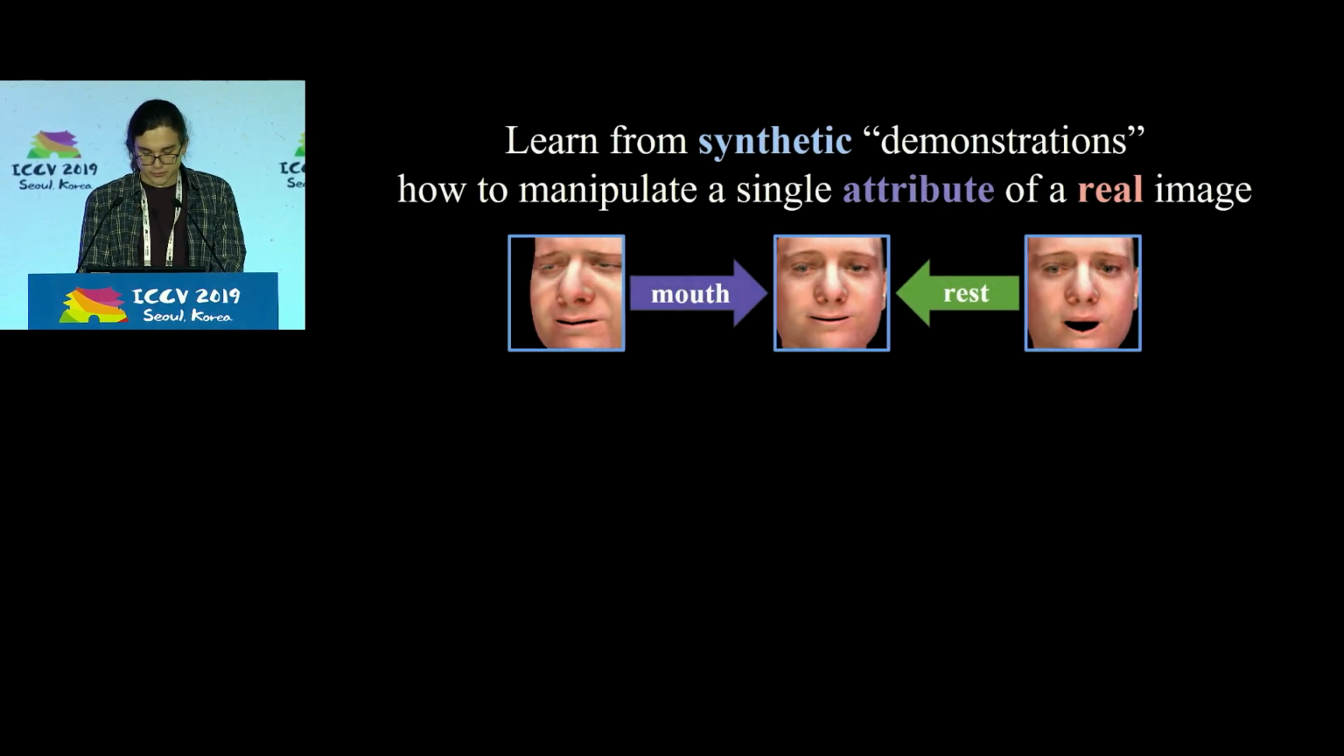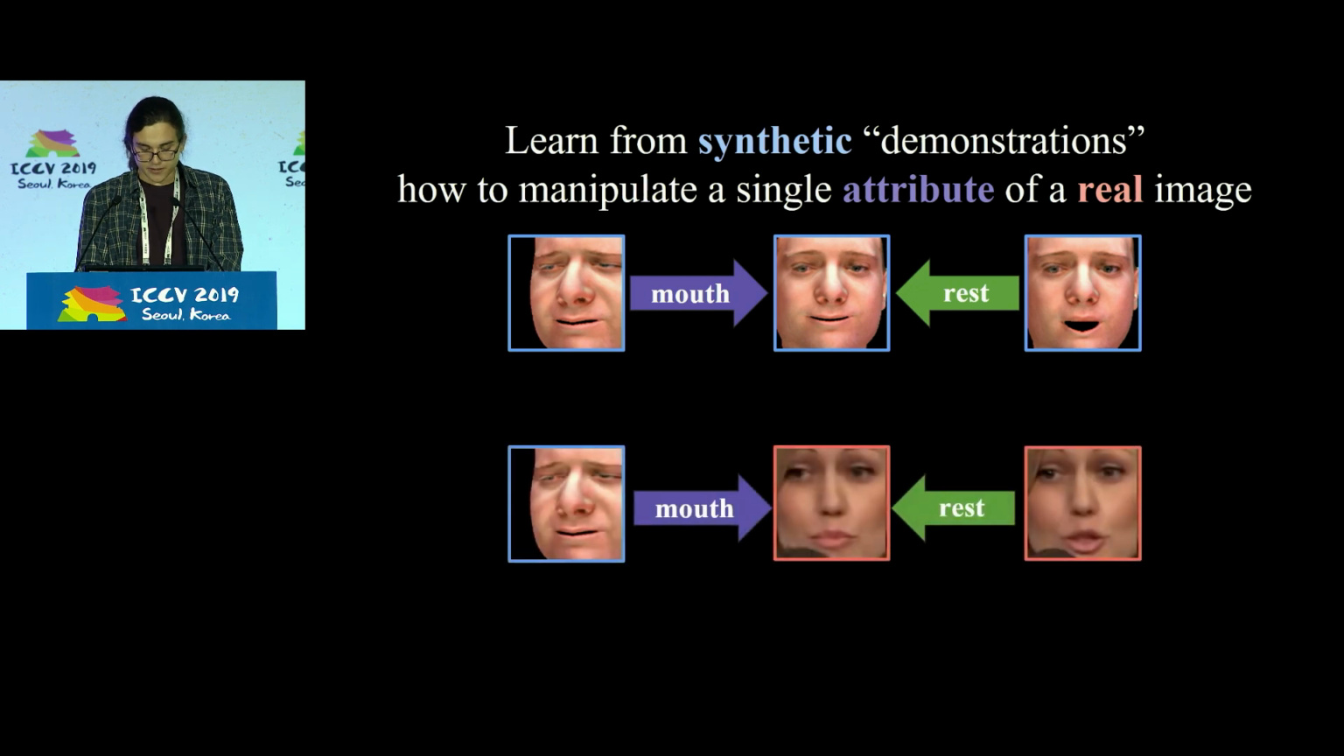Our model learns how to perform a specific semantic manipulation of real images using only synthetic supervision. So for example, if we feed it with demonstrations of what it means to transfer a mouth expression from one synthetic image to another, our model transfers this knowledge to a real domain and successfully manipulates mouth expression of real humans, again with zero supervision on real faces whatsoever.